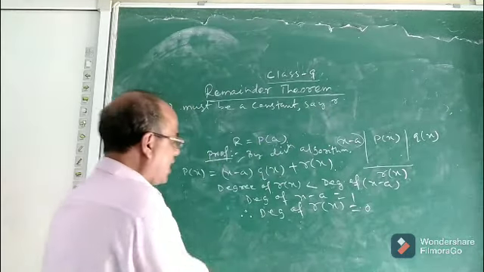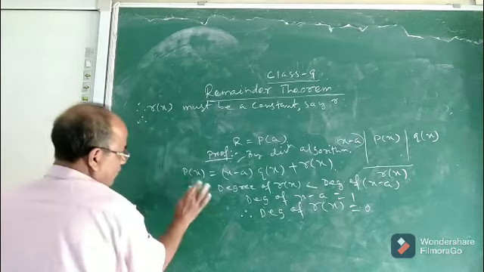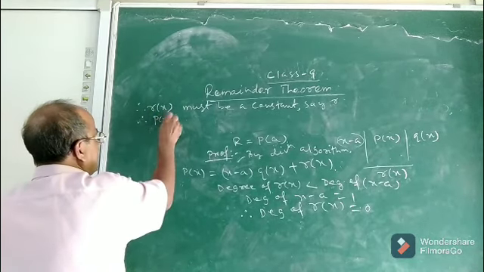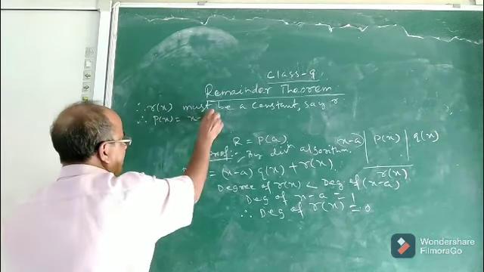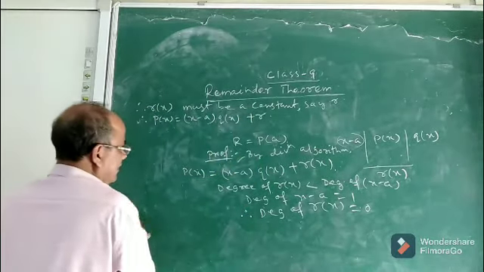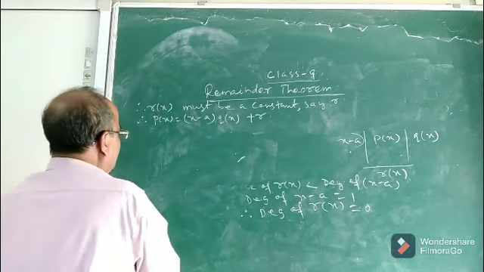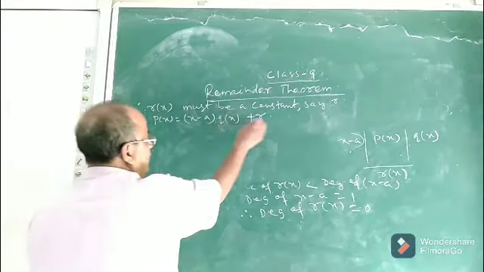So since the degree of the remainder R(x) is 0, R(x) must be some constant. Suppose R. So now in place of R(x), what will we write? R. Therefore, P(x) will be (x minus a) into Q(x) plus R. Okay, now what is the next step?